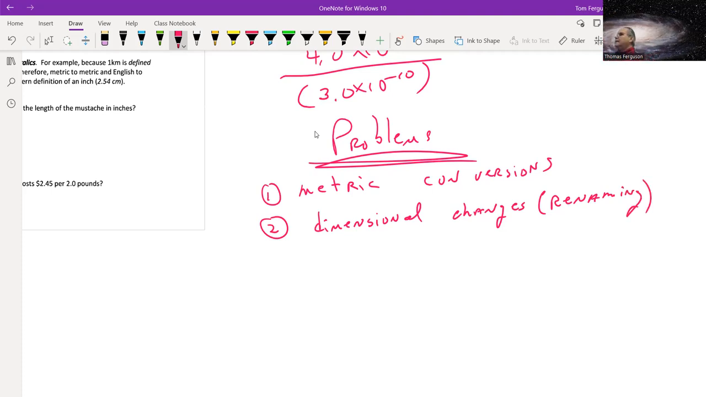Dimensional changes. How many ounces are in 29 grams of salt? It's going from grams to ounces, ounces to grams.